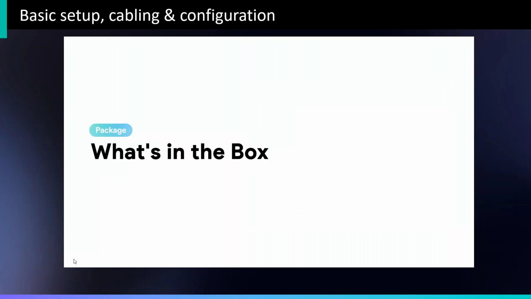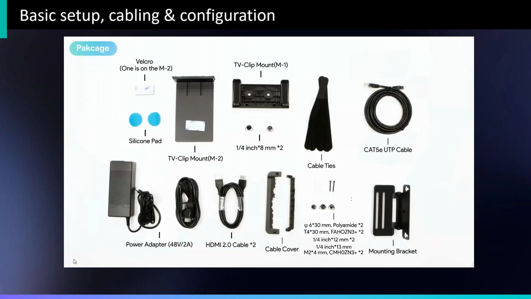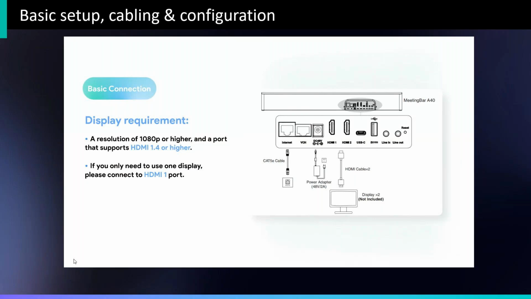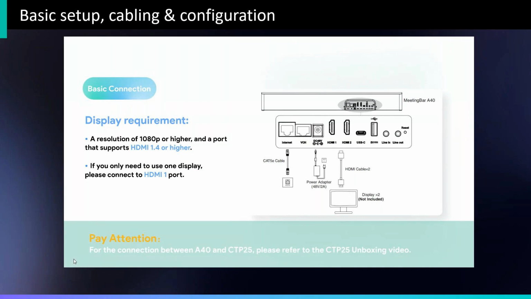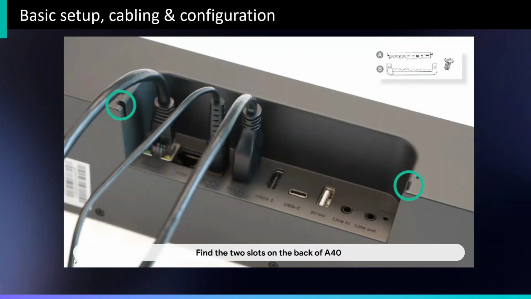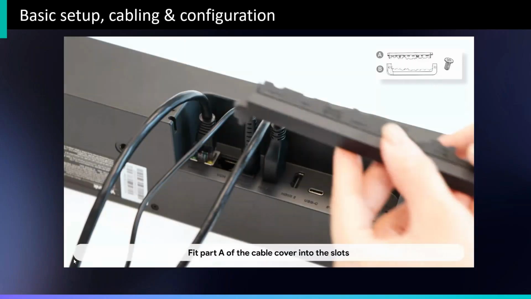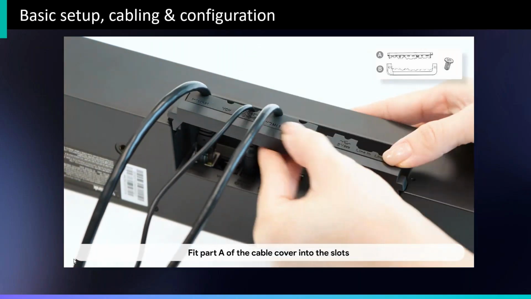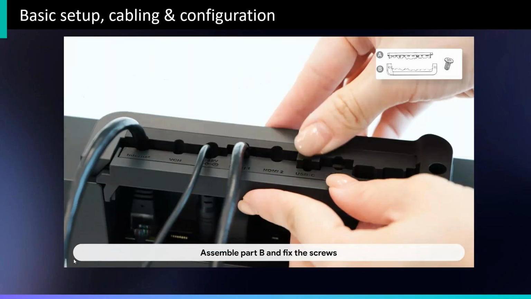What's in the box? One, basic connection. For the connection between A40 and CTP25, please refer to the CTP25 unboxing video. Two, assemble cable cover. Find the two slots on the back of A40. Fit part A of the cable cover into the slots. Assemble part B and fix the screws.